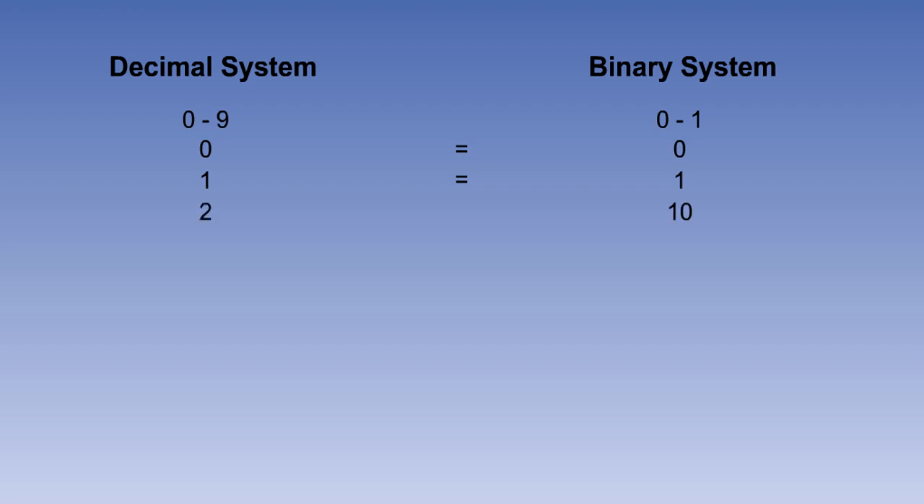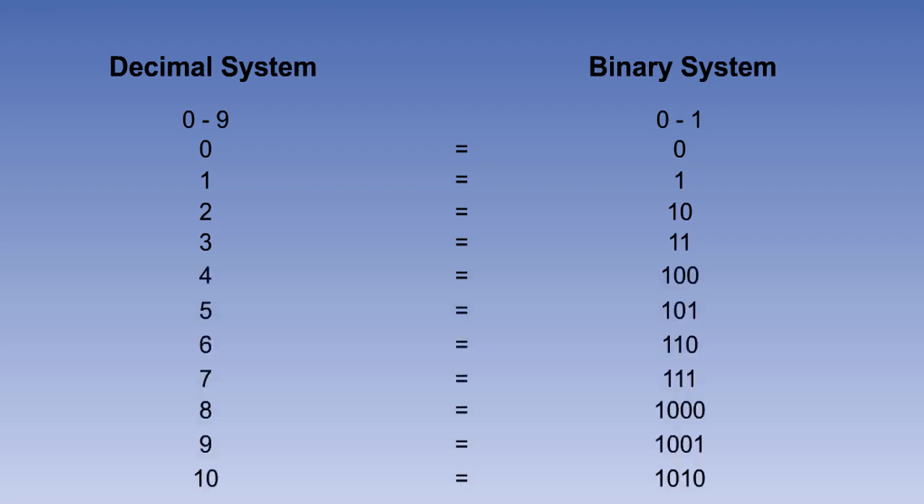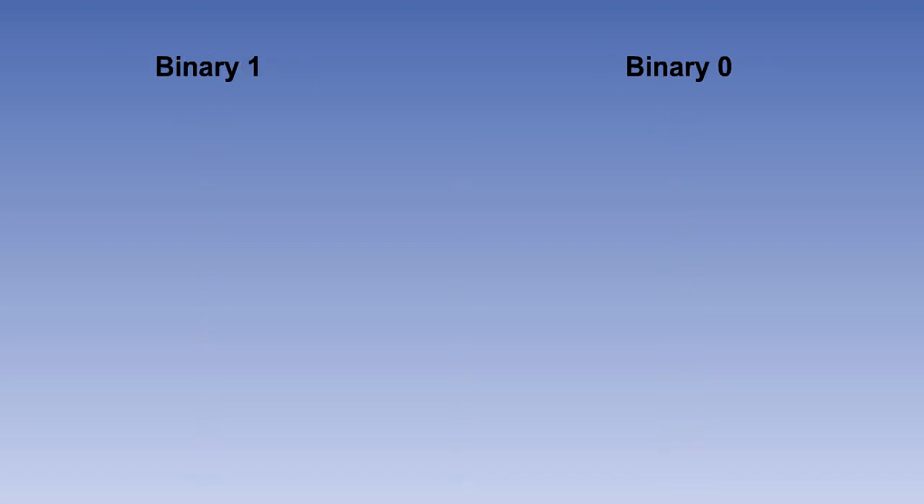Decimal 2 is represented in the binary system by 1, 0. Decimal 3 by 1, 1, and so on, as shown on the screen. Logic gates take an input of one or more binary values, of either 0 or 1, and output a single value of 0 or 1.